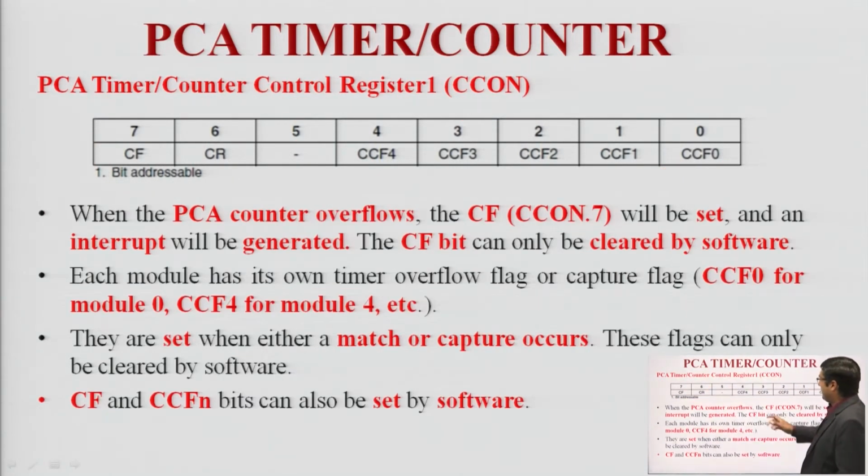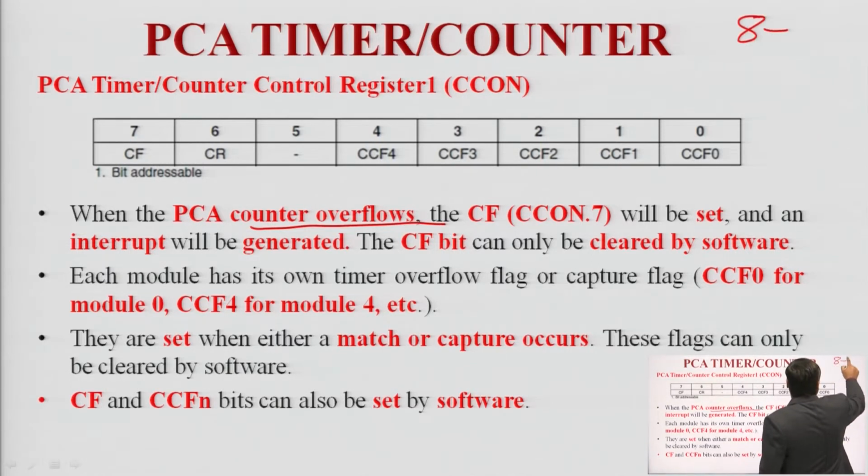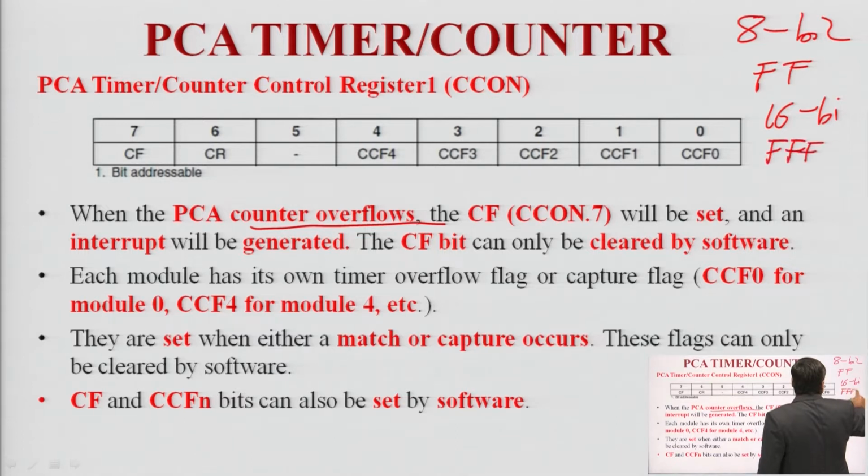Now, we will proceed further. When the PCA counter overflows, what is overflow? Let us have a look. Overflow means that for an 8-bit register, the maximum value is FF, and for a 16-bit register, the maximum value is FFFF. Let us take the 8-bit timer value FF. If 1 is added to FF, what will be the result? The result is 1 0 0. The 0 0 is fine, but the 1 is the carry bit.